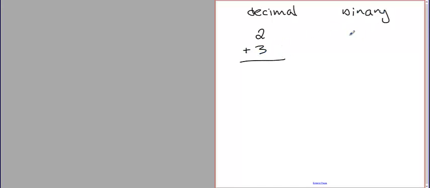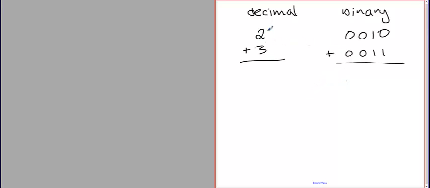Now the binary representation with 4 digits for 2 is going to be 0, 0, 1, 0. Because remember, this column's worth 1, this column's worth 2, this one's worth 4, and this one's worth 8. So we get 1 times 2 is 2, plus 0 times everything else. 3 is going to be 0, 0, 1, 1. So we get 2 plus 1, so that's 3.